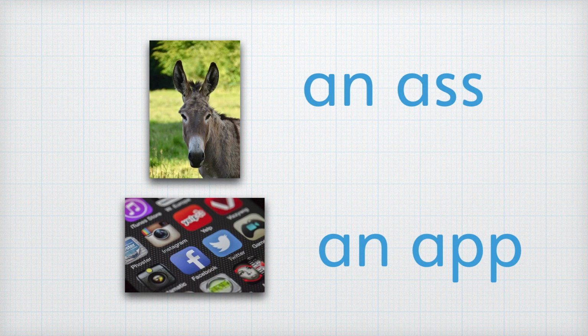So before we finish this lesson, you know that when we are talking about an ass or an app, we say this word an. We cannot say, it's very difficult to say a ass or a app. Really difficult in English because they're both vowel sounds. And so for words that begin with a vowel sound, we use an, an ass, an app.